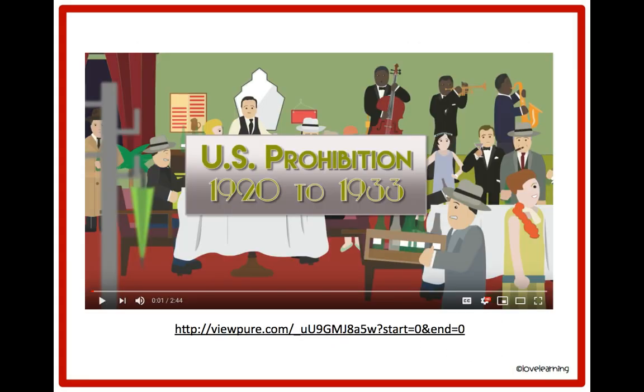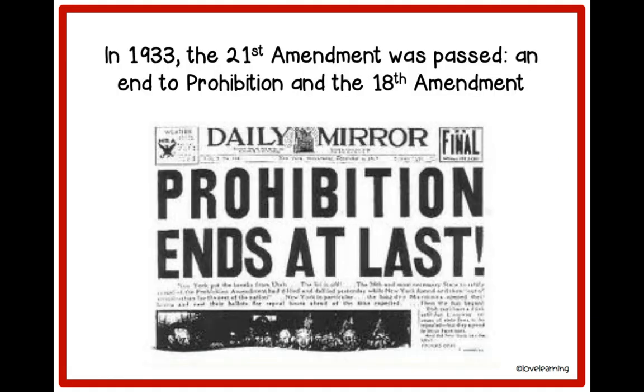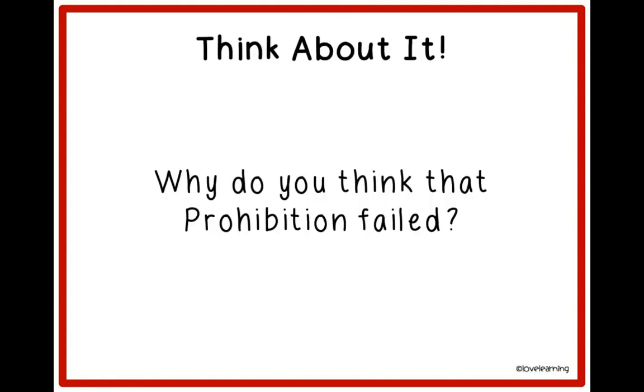There's a video here. I'm going to post the link because you all can't watch it yet until you have a copy of this. But it's a pretty good, quick short video that goes through the different stages of prohibition in the United States. And then in 1933, the 21st Amendment was passed, and it was to end prohibition and the 18th Amendment.